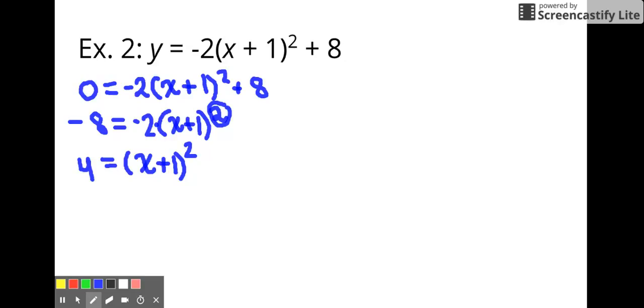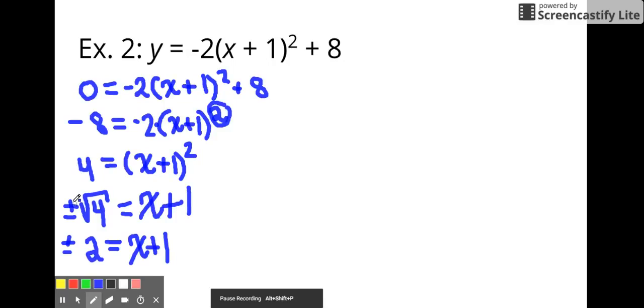Now that we have the quantity squared alone on its own side of the equation, we can take the square root of both sides. And when we do that, we're going to remember to include the plus or minus. So we get plus or minus square root 4 equals x plus 1, and the square root of 4 is 2. So we get plus or minus 2 equals x plus 1. So now to solve for x, we just subtract 1 from both sides.